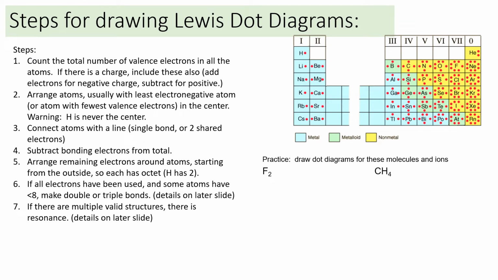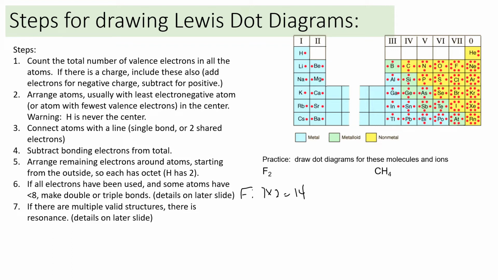So we can always just bring the elements with their electrons to draw the Lewis dot diagrams, but sometimes as the molecules get bigger, a systematic method becomes more helpful. So here are the steps written out for drawing dot diagrams, and I'll go through them as I do some examples. So let's start with F2. The first step is to count the total number of valence electrons in all the atoms. So F has 7 valence electrons, and we have 2 of them, so 7 times 2 is 14. And that's our total number of valence electrons.